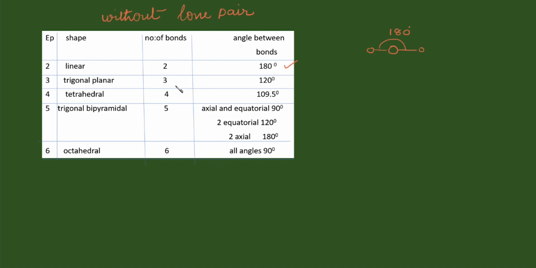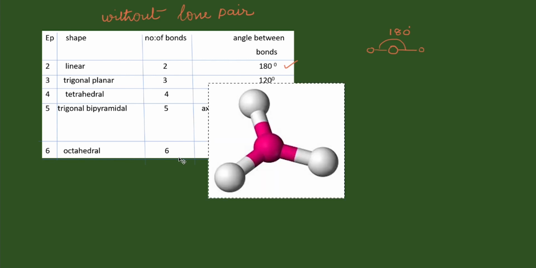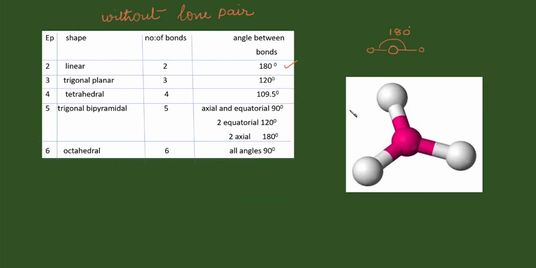Next one, there are 3 electron pairs and no lone pair. Number of bonds is equal to 3. The shape is trigonal planar. How does trigonal planar look like? This is trigonal planar shape. This is the central atom. These are the 3 atoms bonded and these are the 3 bonds. This ash color and red color denotes the 2 electrons belonging to the 2 different atoms. One central atom and one the attached atom. Planar means it can rest on a plane. The angle between the bonds is 120 degrees.